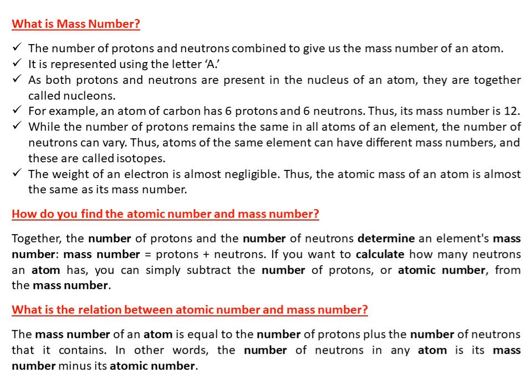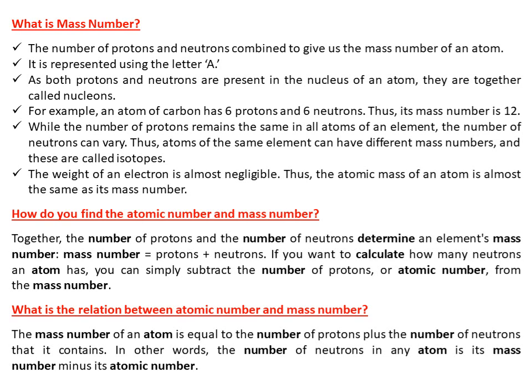While the number of protons remains the same in all atoms of an element, the number of neutrons can vary. Thus, atoms of the same element can have different mass numbers and these are called isotopes. Isotopes: the same elements have the same atomic number but different mass number. The weight of an electron is almost negligible. Thus, the atomic mass of an atom is almost the same as its mass number.